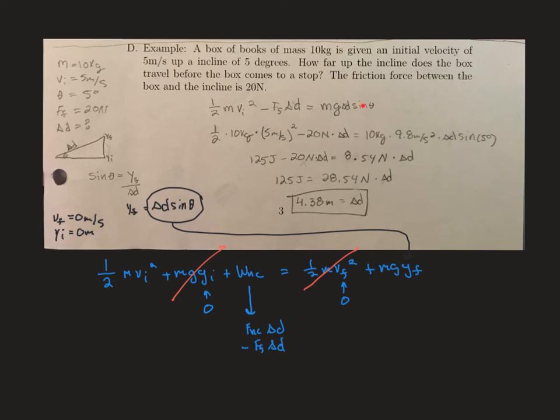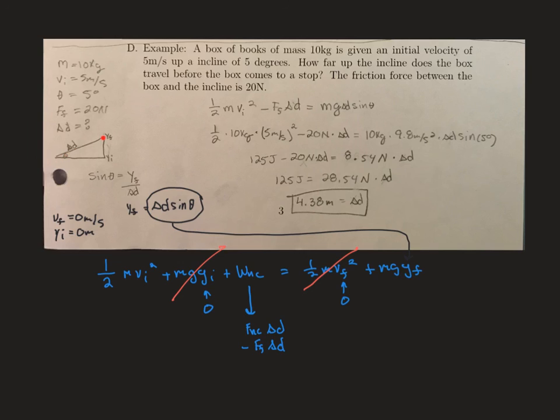And this is where we start up here. So I have my initial kinetic energy minus my work non-conservative equals my final potential energy. So I'm going to plug in 1/2 times 10 kilograms times 5 meters per second squared, minus 20 times our unknown displacement, is going to equal 10 kilograms times our gravitational field strength times our unknown displacement times the sine of 5 degrees. And going through the algebra, that gives me a displacement of 4.38 meters.